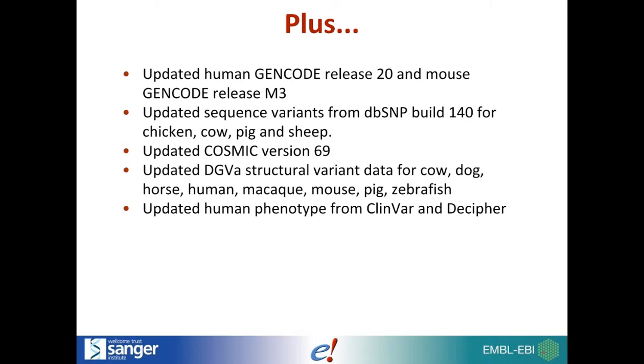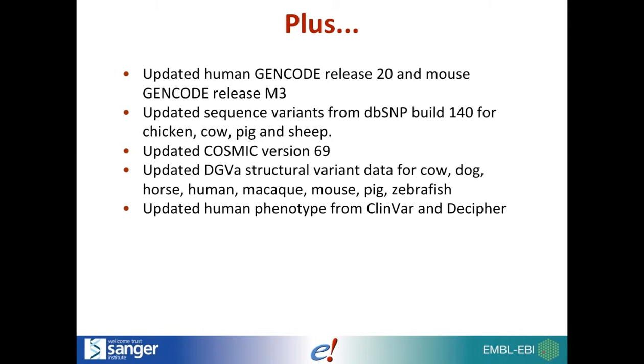The genes that you'll see in Ensembl that are produced by Ensembl are the GENCODE genes for human and mouse, and so these have been updated. We also have updated variants. So we've updated to dbSNP 140 for some farm animals: chicken, cow, pig, and sheep.